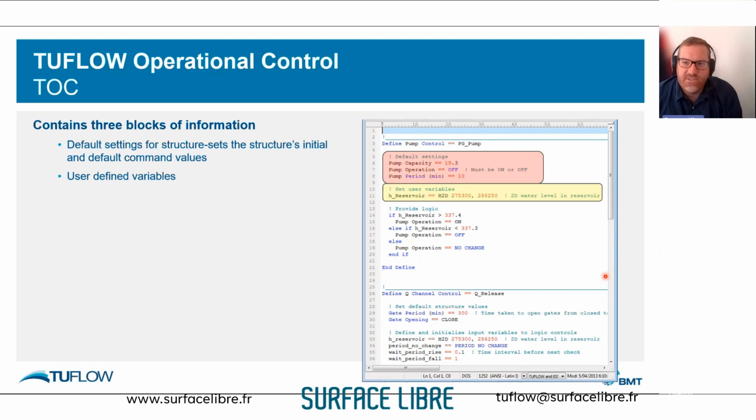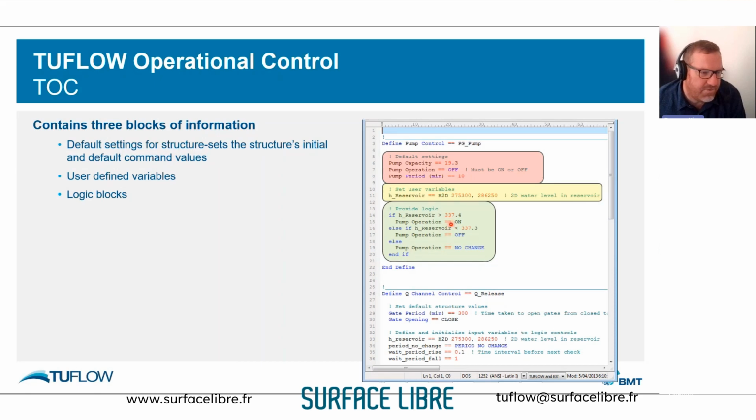We then might have a series of user-defined variables. So this could be our upstream water level. It could be a water level in a location in a reservoir. It could be a flow through another link. It could be the difference in water level between 2 locations. It could be a time. It could be the operation of another structure or status of another structure. We define our user variables, and then we define our logic, which is essentially our ranges through which the pump or the sluice gate or the weir operates in different ways.